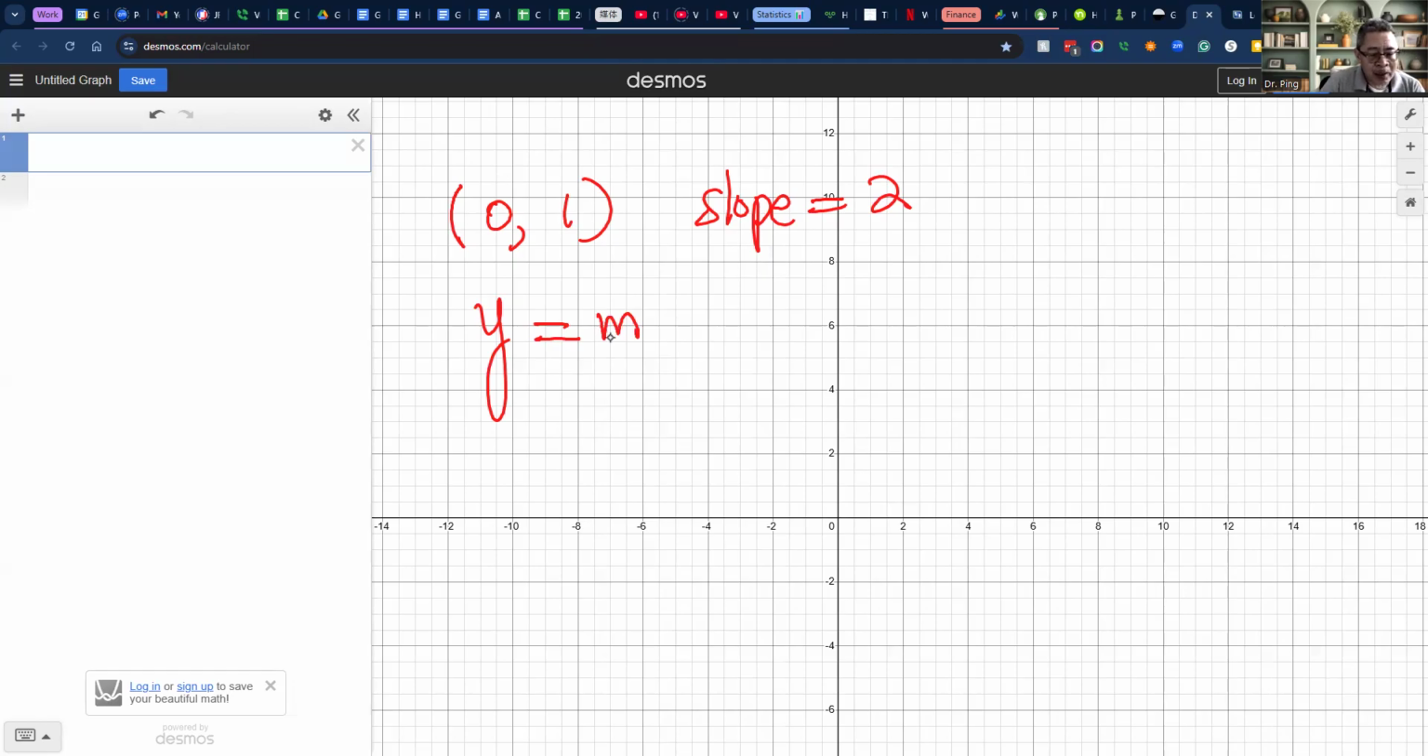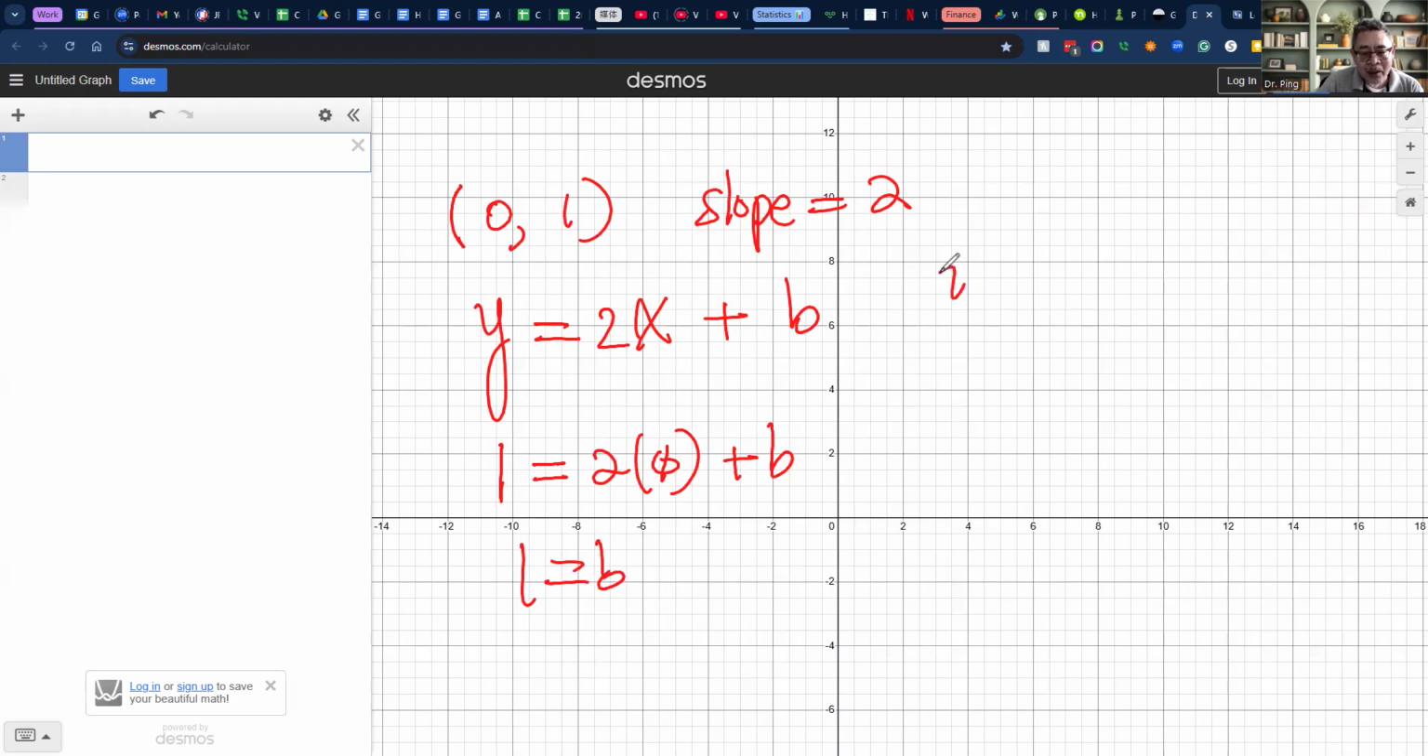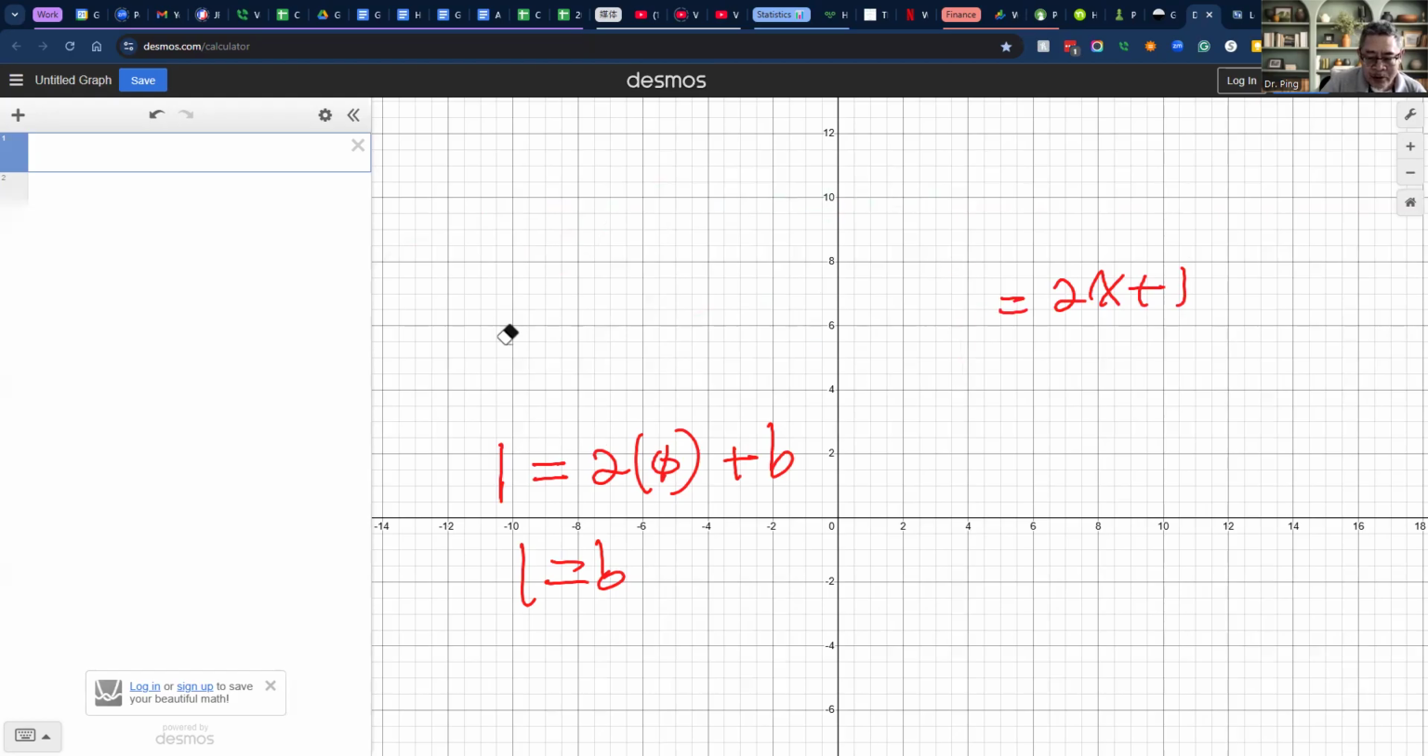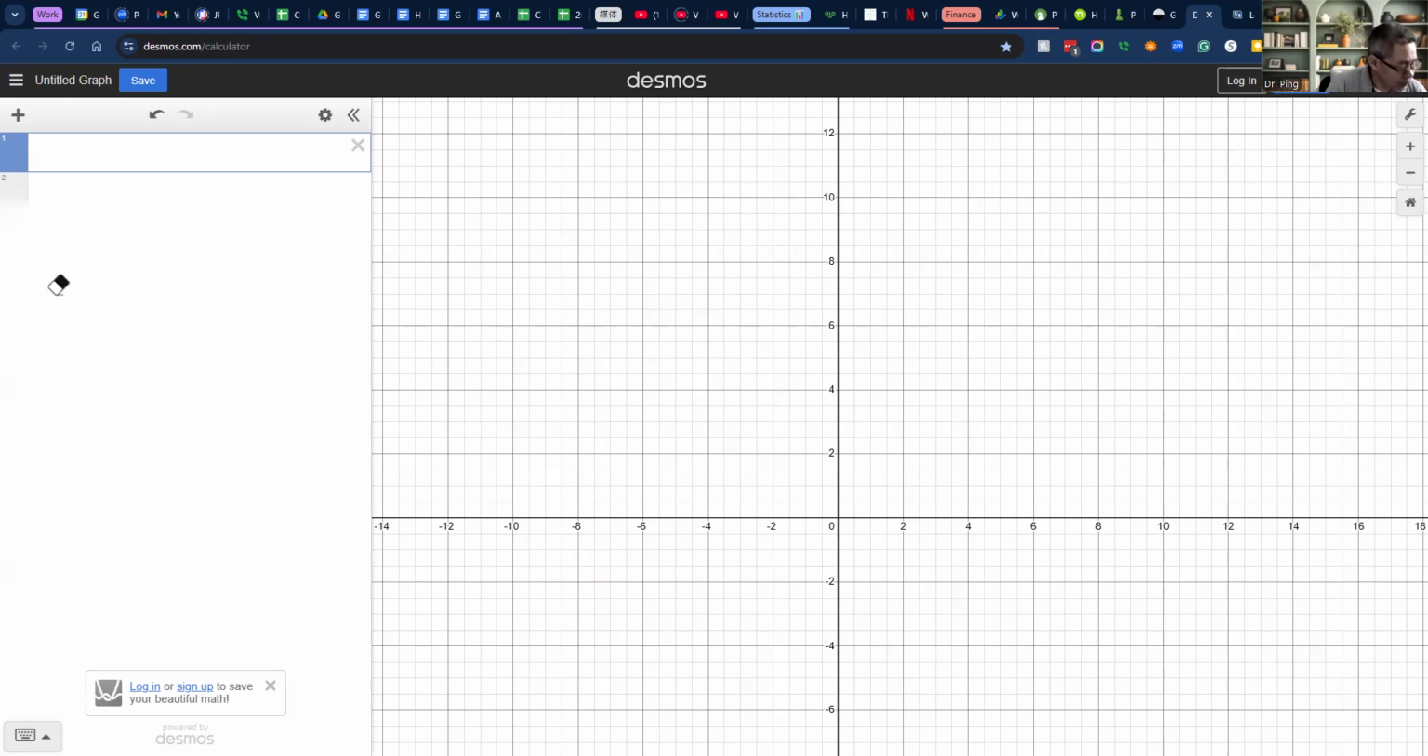M is 2, so 2x plus b. Then we just plug in this number. When x is 0, y is 1. So 1 equals 2 times 0 plus b, then y is equal to b. So b is 1. So we got y equals 2x plus 1. So if we know the slope and the point, it's super easy for us to write it. And sometimes we just know 2 points, and that's where we have to figure out the slope first.